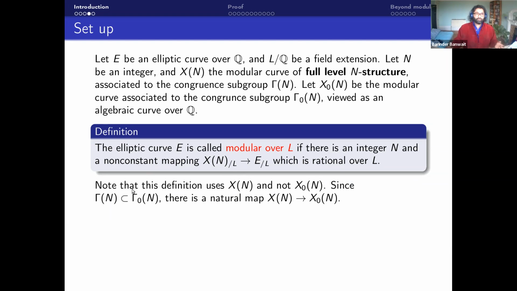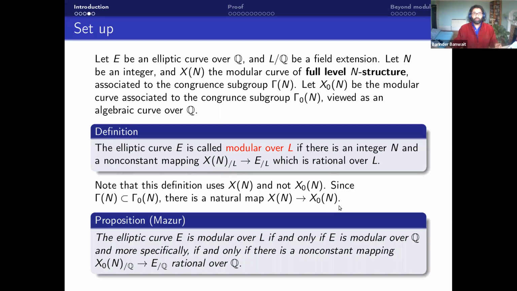Now, since we have this inclusion of congruence subgroups, Gamma(n) in Gamma_0(n), we have a map from X(n) to X_0(n). And the result that we're going to prove in this next section is the following result of Mazur, which is that this elliptic curve E over Q is modular over L if and only if it is modular over Q. And actually more specifically, this modular map from X(n) to E will factor through this smaller modular curve X_0(n). So this is what we are going to prove.